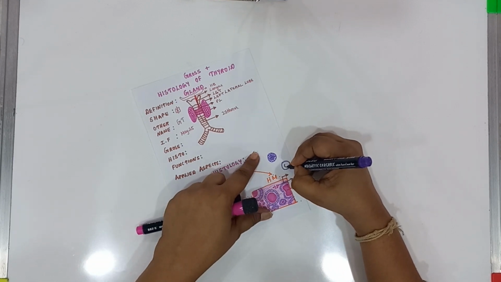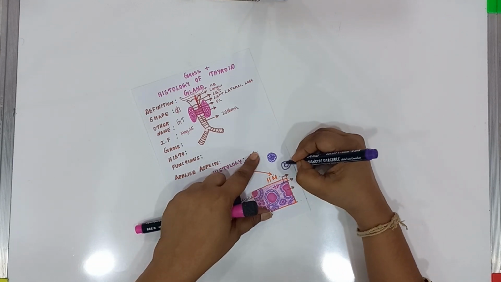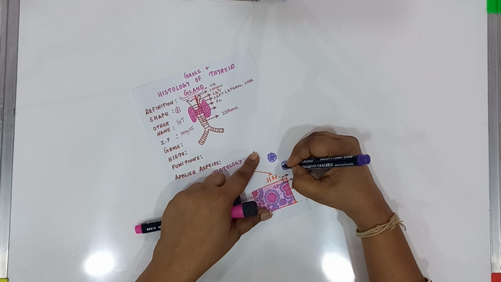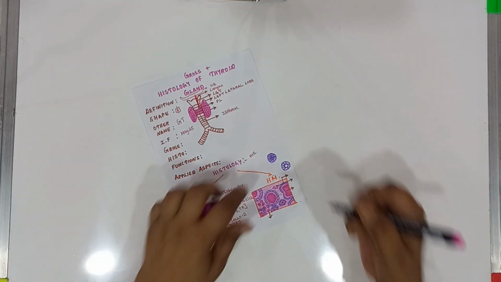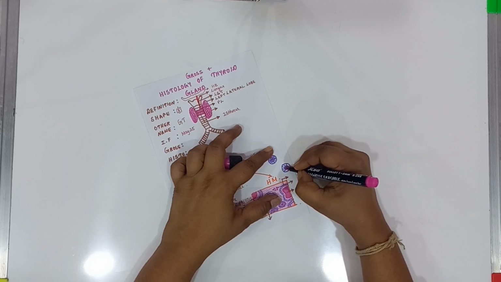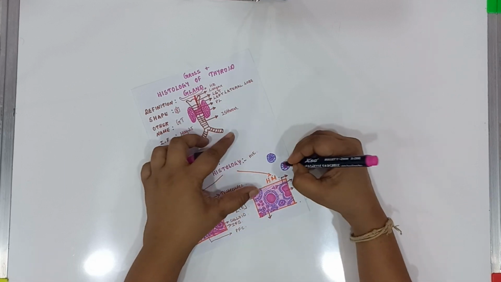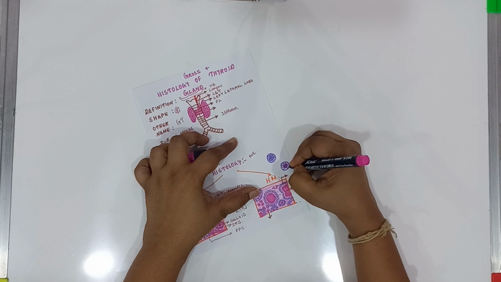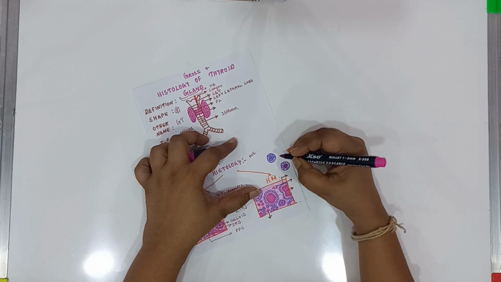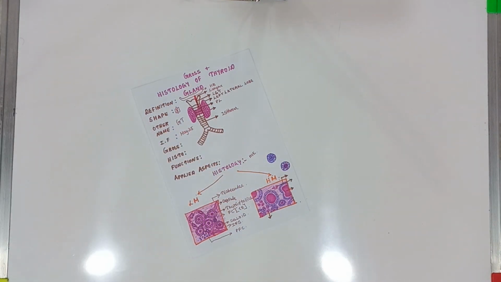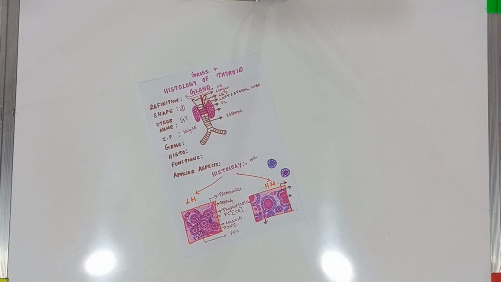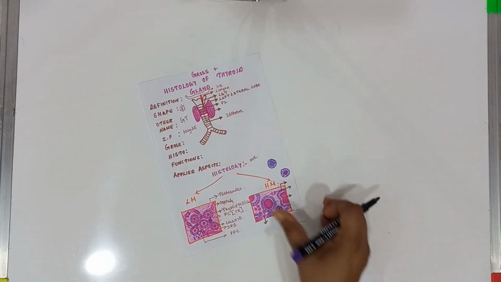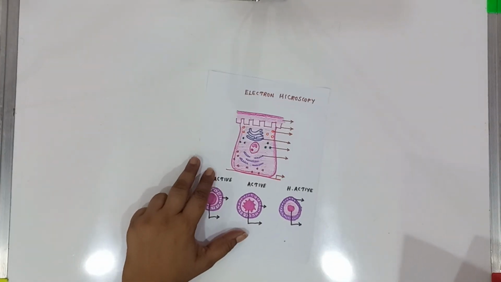Whereas in the parafollicular cells, you can see the pale cytoplasm, and this pale cytoplasm will be light pink in color. So if you see, the parafollicular cells will be larger than the follicular cells. And coming to the electron microscopy of the thyroid gland.